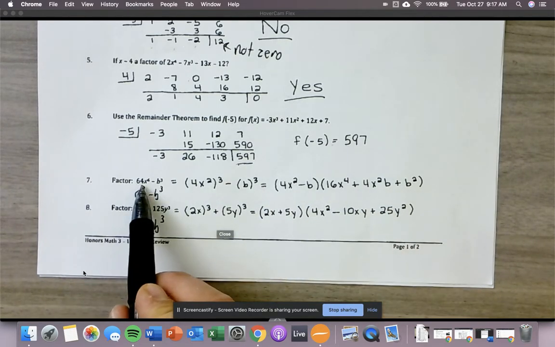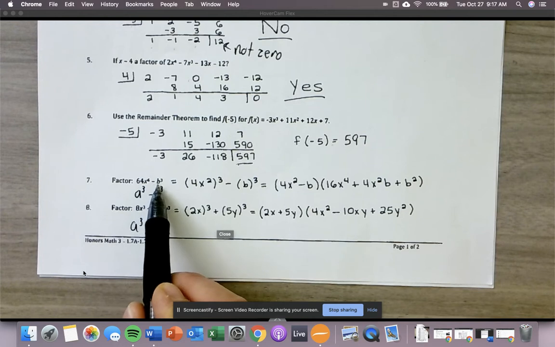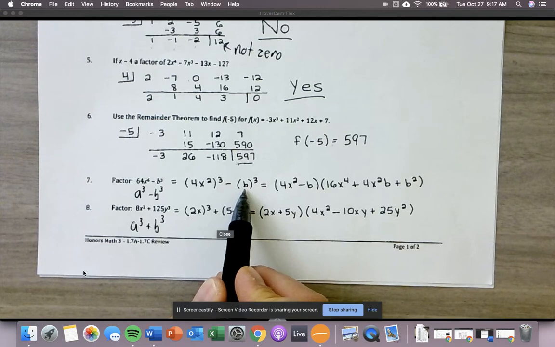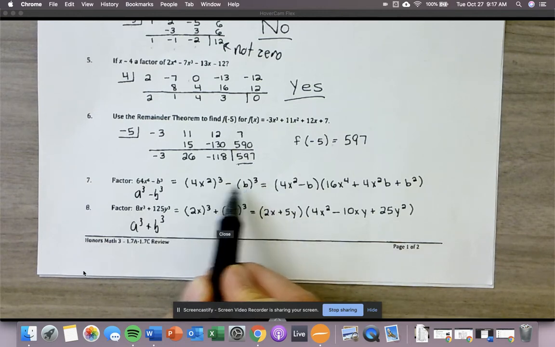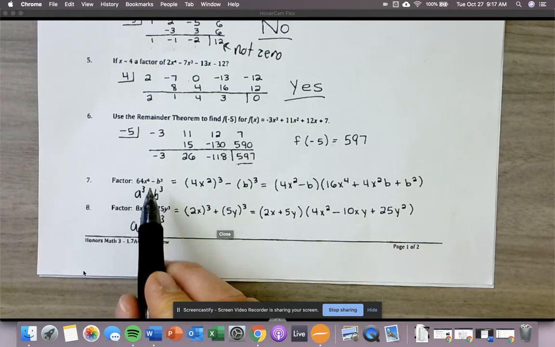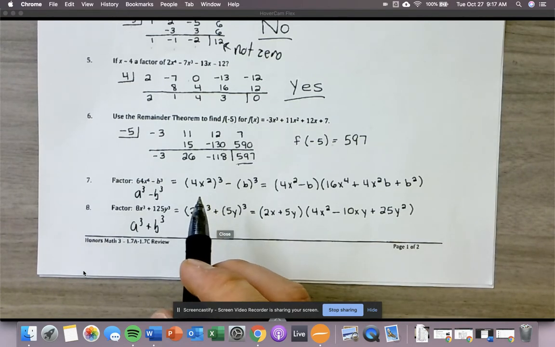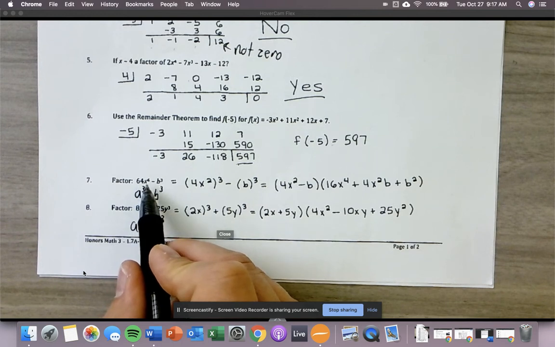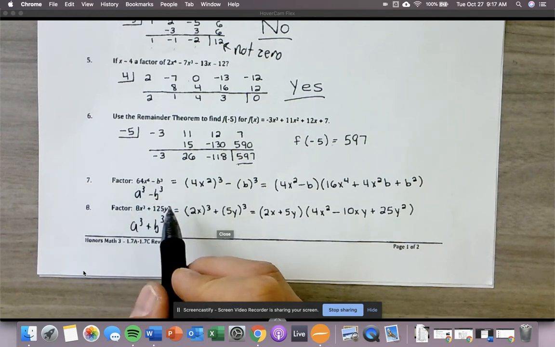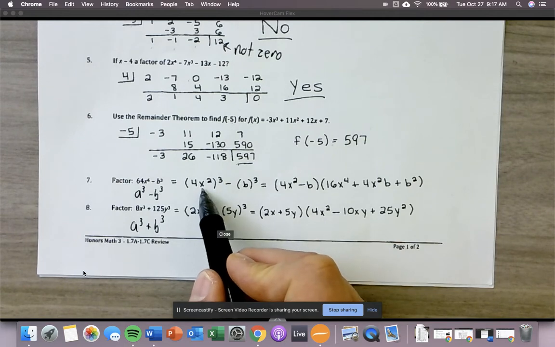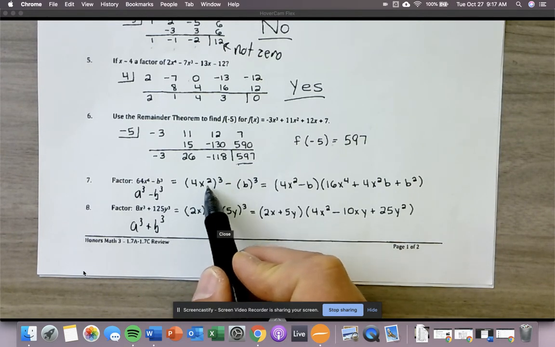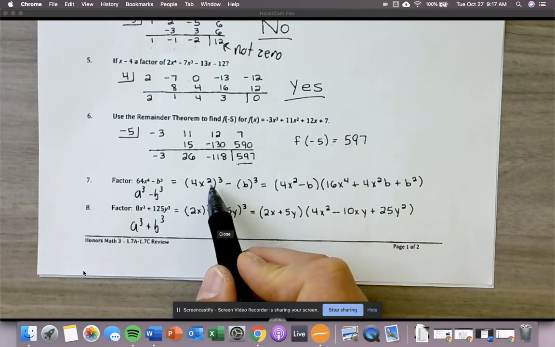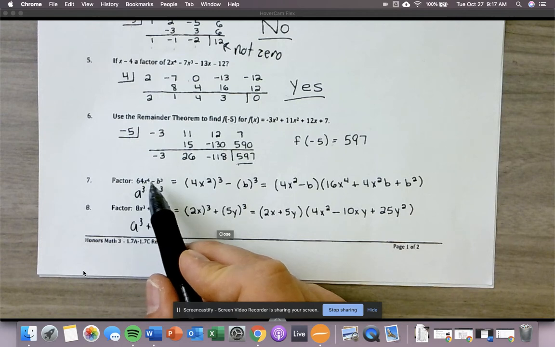So looking at 64x to the 6th minus b cubed, right? If I want it to be just something cubed minus something cubed, the b is already done, right? It's already b cubed. But this first term here, this 64x to the 6th, well, I know 4 cubed is 64. And then if I'm looking at x to the sixth, if I remember my exponent rules, I can write it like this: x squared raised to the third power, because when I have a power raised to a power, I just multiply them together, right? So 2 times 3 gives me that 6.